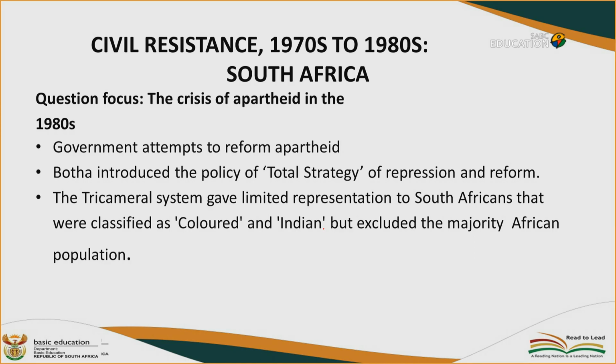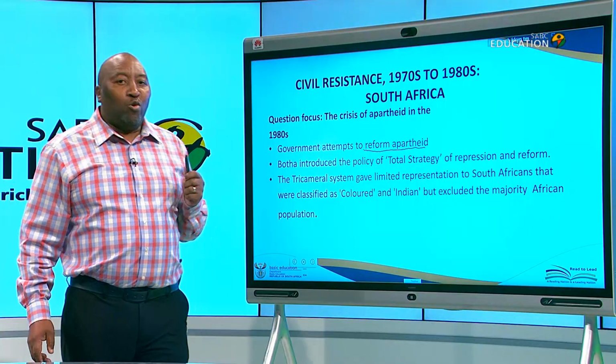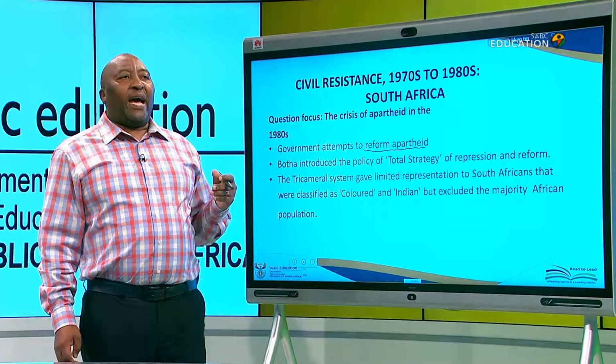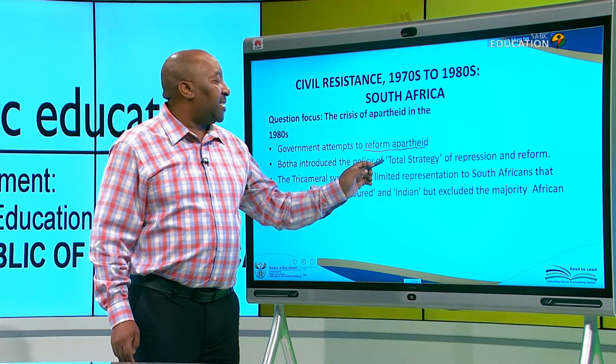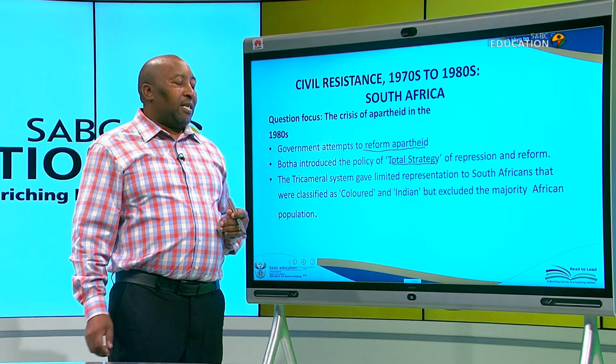Now, how did the government reform apartheid? We learned that in 1980, P.W. Botha, who was in charge of the Nationalist Party government in the apartheid system, introduced new laws to reform apartheid, but not to do away with it. They tried to reform it. They introduced what we call the policy of total strategy. Now, total strategy was a policy which was introduced to bring more repression to the black nations particularly.